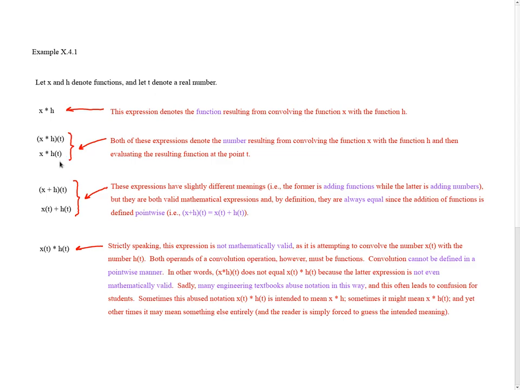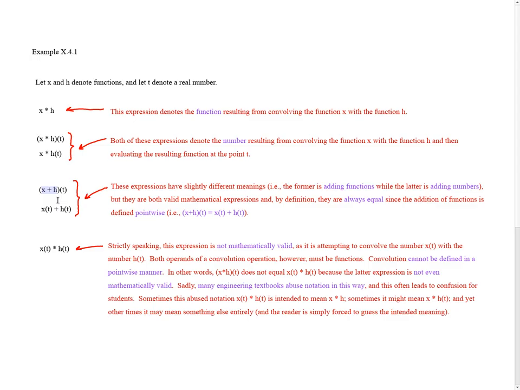At this point, I'd like to take a brief digression away from convolution and consider the operation of addition. In particular, I want to consider the meaning of these two expressions. The first expression, which involves addition, is adding two functions, x and h. If we deconstruct it, it's taking the function x and adding it to the function h. So x plus h, what I have highlighted here, denotes a function. Not a number, it's a function. In particular, it's the function that you get by adding the function x to the function h.